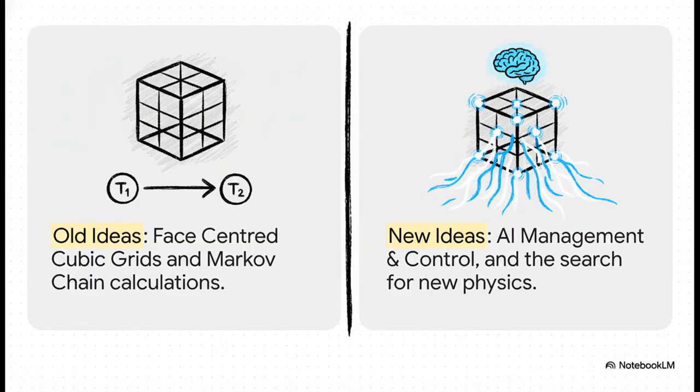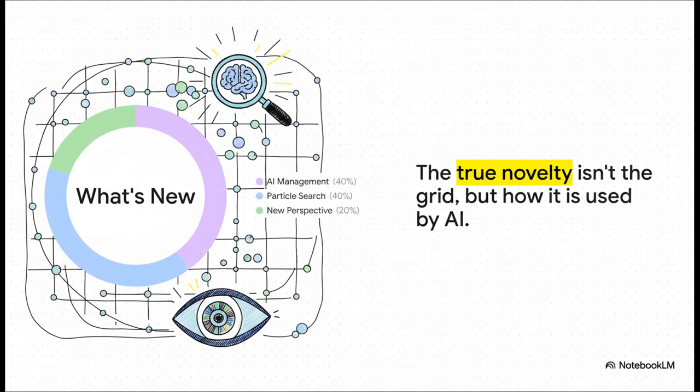This right here is the real dividing line. The grid structure, that face-centered cubic thing, and the method of calculating the future from the past, those are established computational techniques. They've been around. The true revolution here, the game changer, is the layer of artificial intelligence that manages this whole shebang. The novelty isn't just the grid, it's how an AI uses the grid.